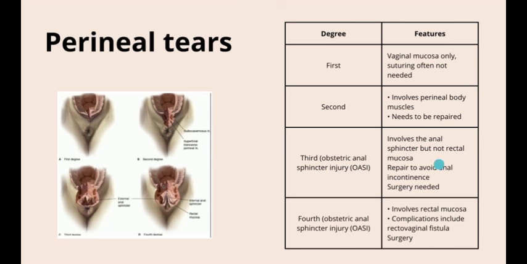These obviously need to be repaired to avoid anal incontinence. A 4th degree injury actually involves both the sphincter and the rectal mucosa. And the risk with these is you can actually get a rectovaginal fistula, and so surgery is important. So being able to remember 1st to 4th and where they fit is useful for the exams.